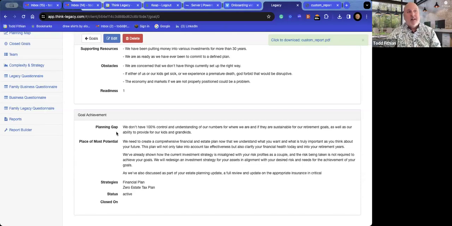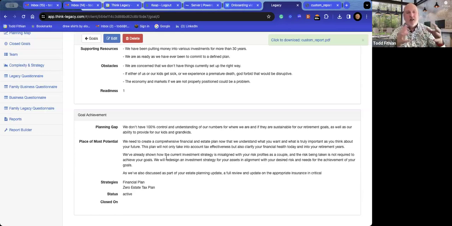Now we get to express what's the gap that exists today, right? So the gap that exists today, and you saw it up above, they don't have 100% clarity around their finances, right? They want to do a lot of things. They want to make a lot of decisions, but first and foremost they want to make sure that they're going to be okay. And then place of most potential is just our word choice for the recommendations, right?